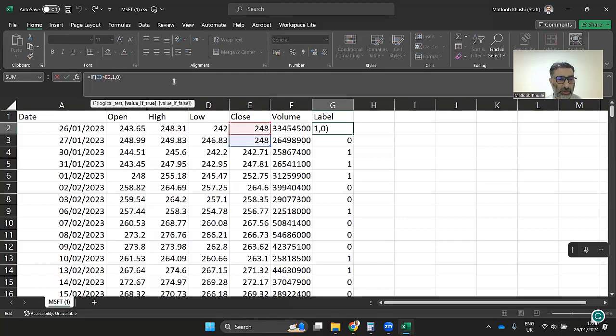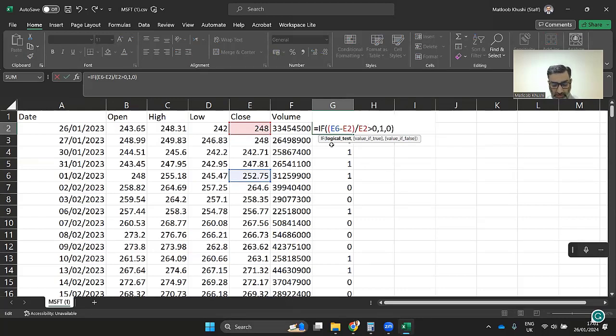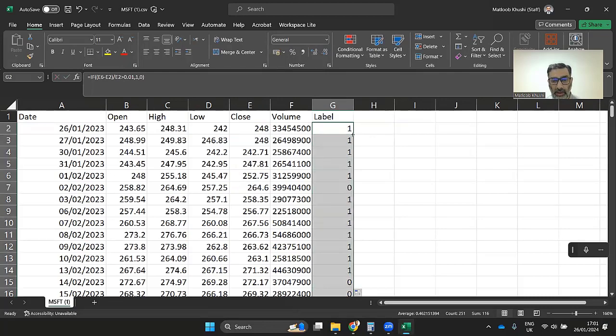So let's see how you're going to do that. It's pretty easy. We're going to change this formula. Rather than saying E3, let's start another bracket here, and we say E6 minus E2, the price difference of 5 days after minus the current day, divided by E2. If this is higher than, let's say, 1%, 0.01, or 2%, whatever threshold you want to set, then 1, else it's going to be 0.